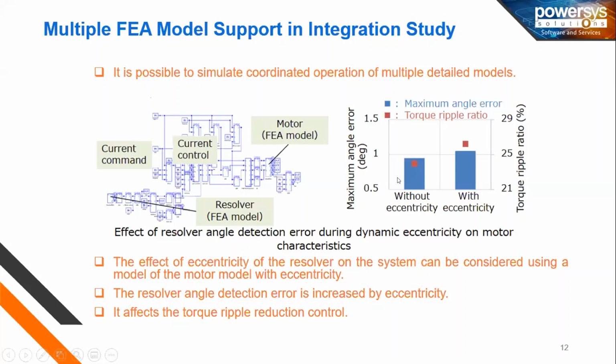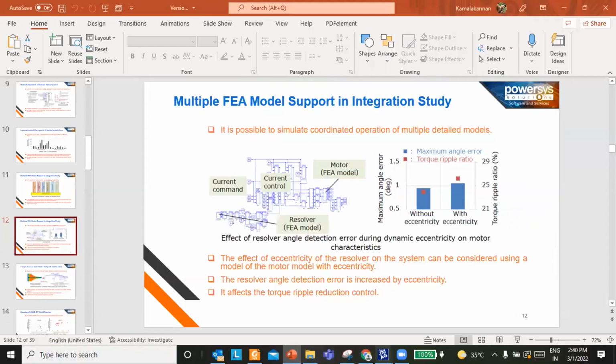Here they are telling that the eccentricity of the motor is taken as the input for this resolver, so that we can see how the torque ripple ratio is affected. That can be performed with the help of multiple FEM model. Right now, I will show you one function tutorial regarding how multiple FEM model is done.